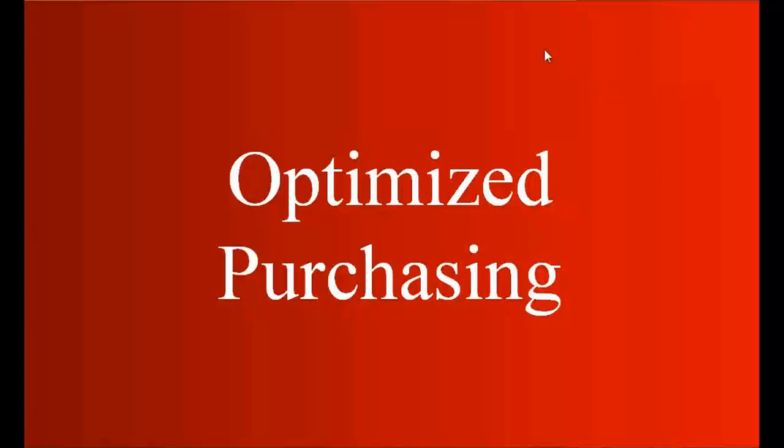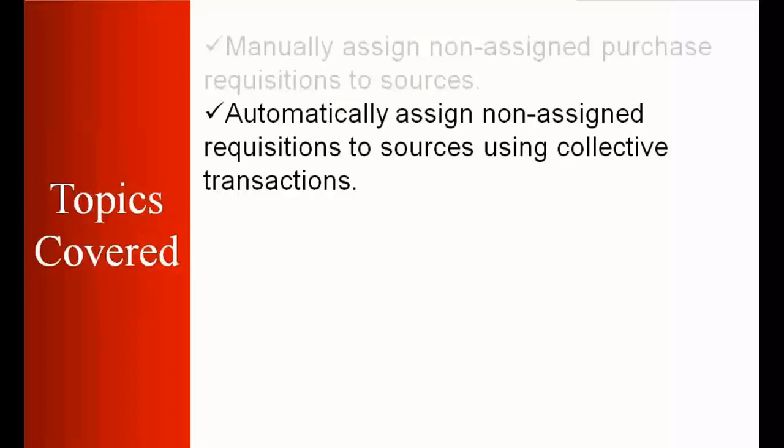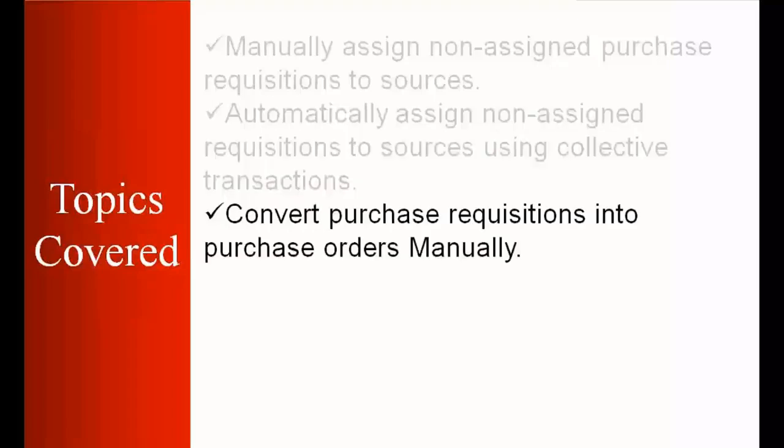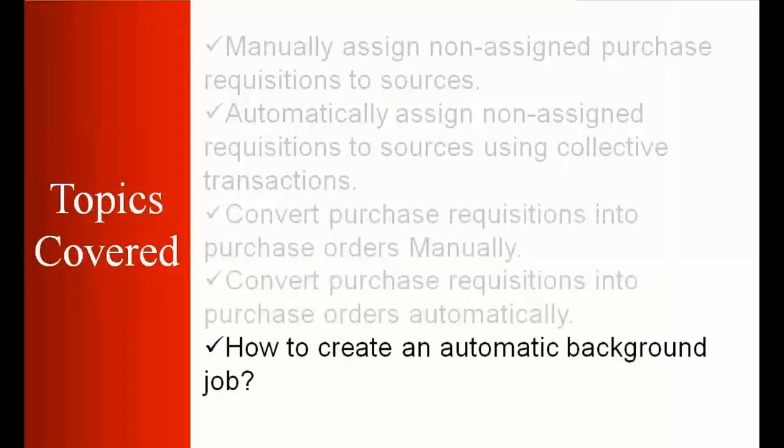Welcome to our next topic, optimized purchasing. So today we're going to learn these topics. Manually assign non-assigned purchase requisition to a source. Automatically assign non-assigned purchase requisition to source using collective transactions. Convert purchase requisition into purchase order manually. Convert purchase requisition into purchase order automatically. And finally, we'll see how to create an automatic background job.